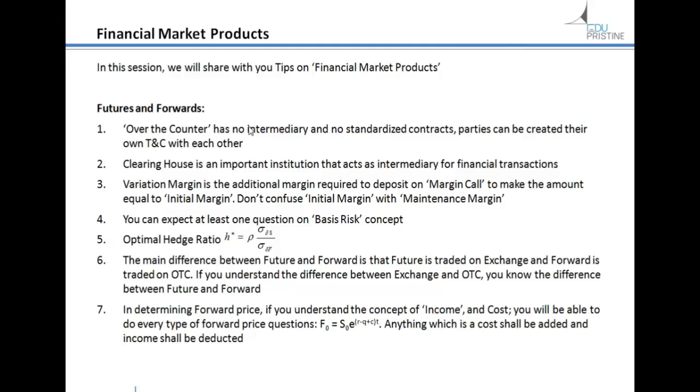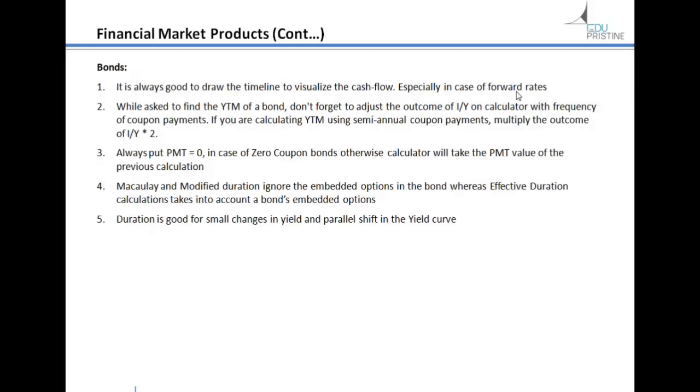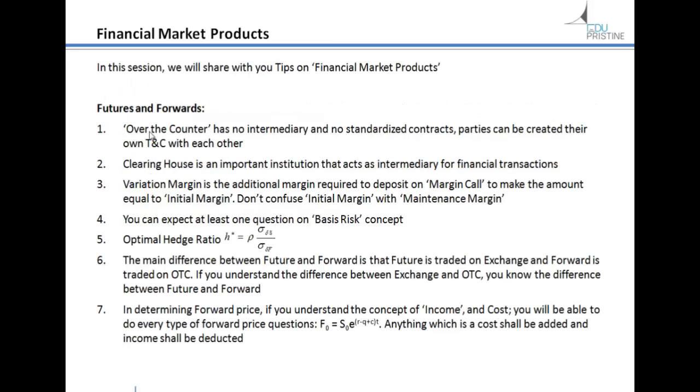Over the counter has no standardized contracts. The OTC, over the counter market, is where you can customize the contracts. You have to keep this difference in mind: the OTC market is more customized. It is not regulated, so this market is very freely traded compared to a regulated market, that is the futures market. Clearing houses play an important role in the financial transactions.